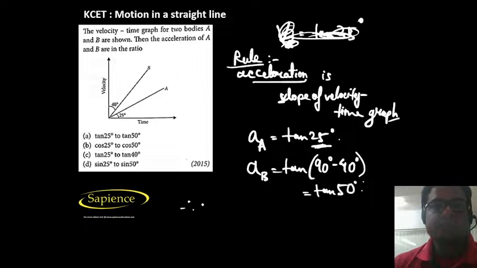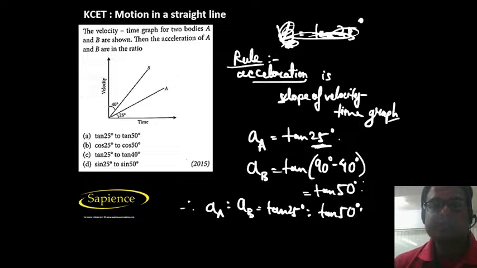Therefore the ratio of the acceleration of body A to body B is equal to tan 25 is to tan 50. So it is option A. Option A is the correct answer.